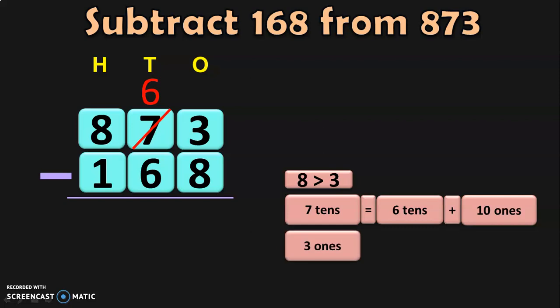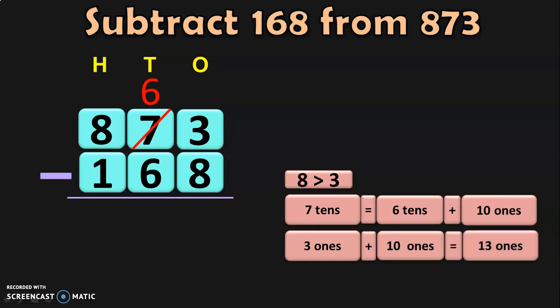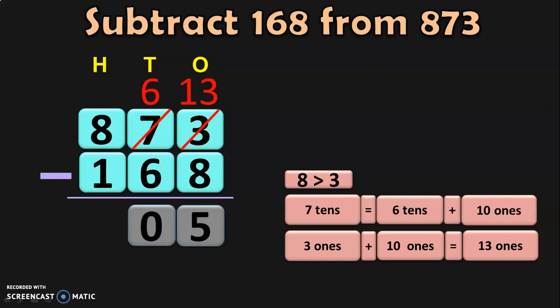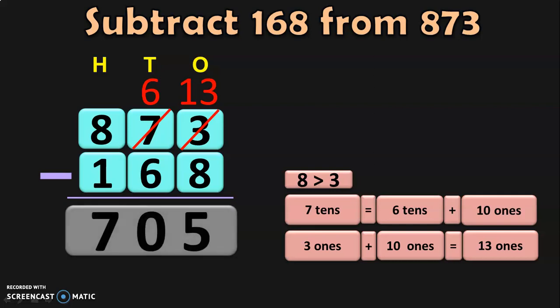In ones place, we already have 3 ones. So 3 ones plus 10 ones will give you 13 ones. So now in ones place you have 13 ones. 13 minus 8 will give you 5. Next move on to the tens place. 6 minus 6 is 0. And in hundreds place, 8 minus 1 is 7. So subtraction of 168 from 873 will give you the difference or the answer 705.